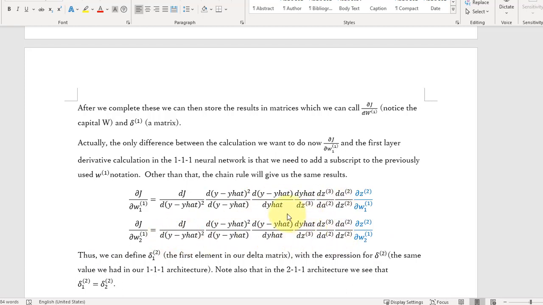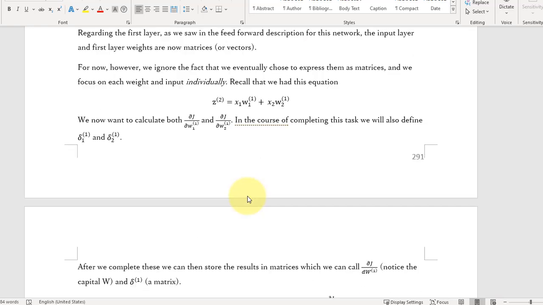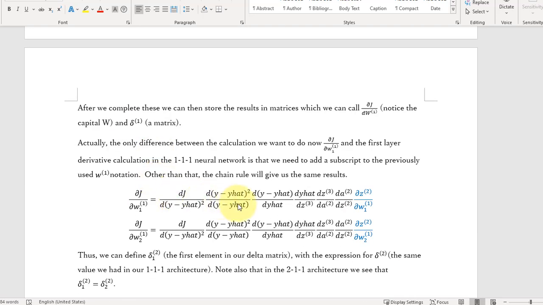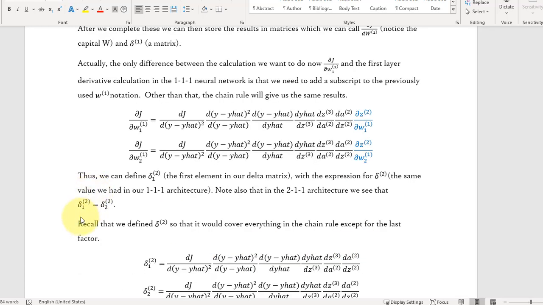So the delta, we might have thought we're going to need a delta 1,1 and a delta 1,2, but actually we can see that here we have a delta 1,1, and here we have a delta 1,2, but they're actually the same. So the only difference here is this and this, and our delta, I shouldn't have said delta 1,1, I should have called it delta 2,1, and delta 2,2. Anyway, and these are actually going to turn out to be equal.